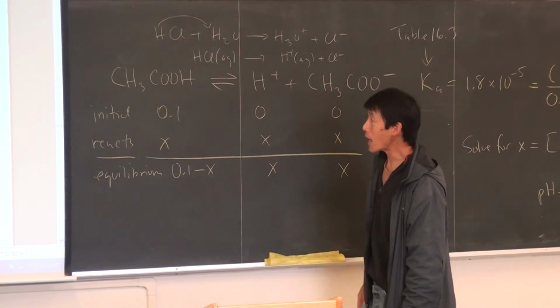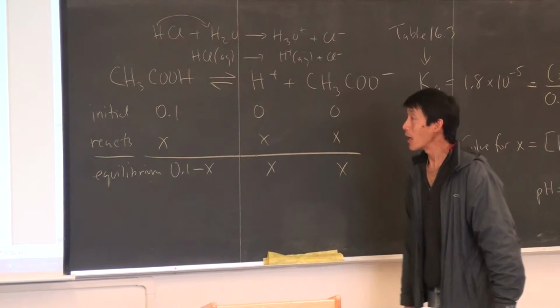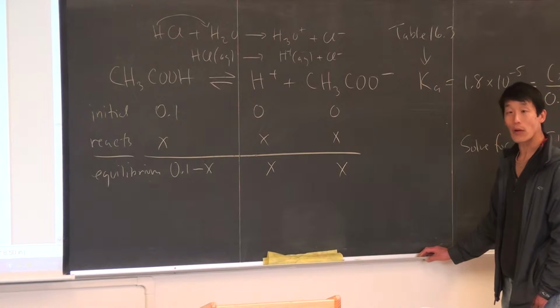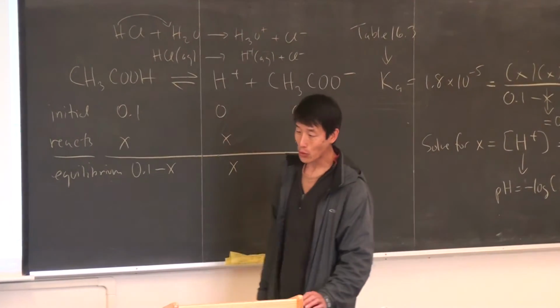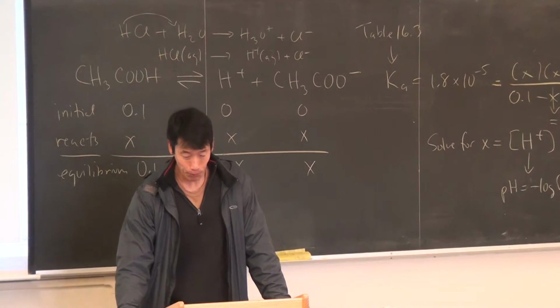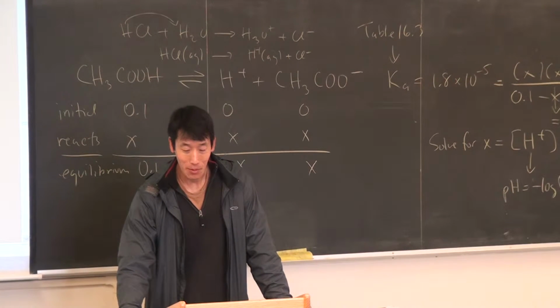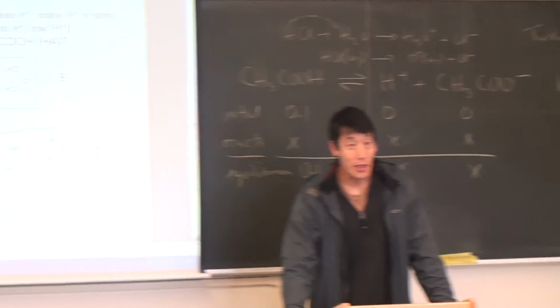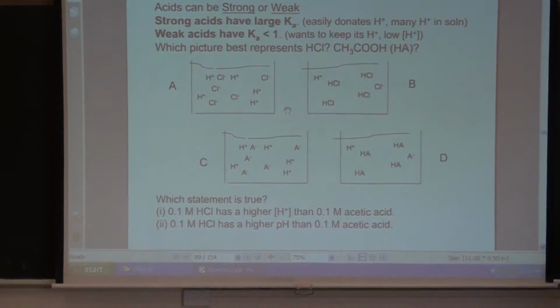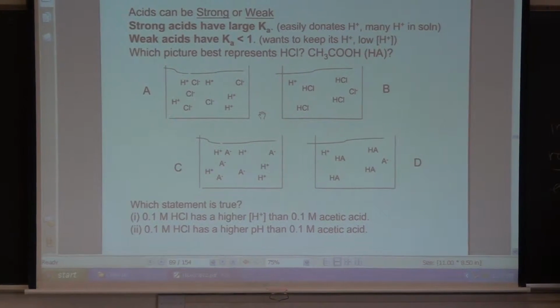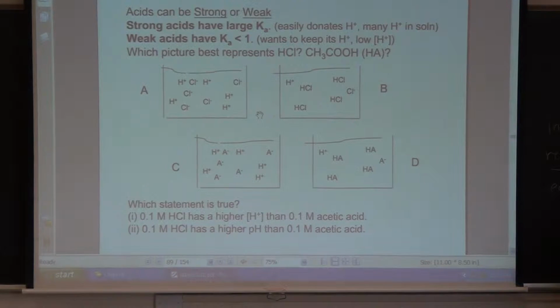So diagram A represents the dissociation of HCl because HCl is what type of acid? And the strong acid is defined as something that does what? Yeah, so donates its protons. So you should see a lot of protons in solution like you see here. For acetic acid, which diagram best represents acetic acid? D? You guys agree? Should it be D? Okay, yes, it's D.